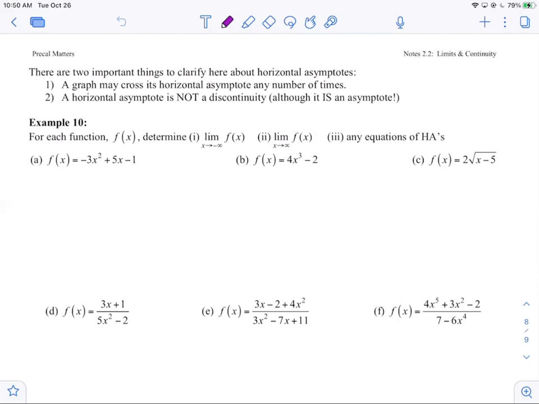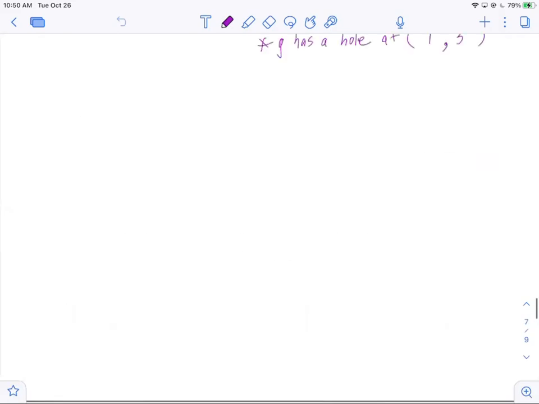Number 1, it is not a discontinuity, although it is an asymptote. That's actually number 2 up there. And number 2, which is really number 1 up there, because it is not a discontinuity, you can actually cross a horizontal asymptote. It's not a requirement, and not every graph will cross its horizontal asymptote, but it can happen.